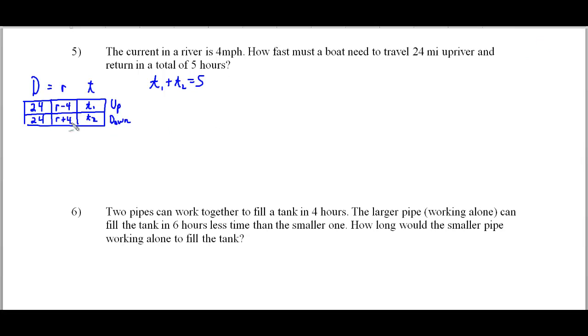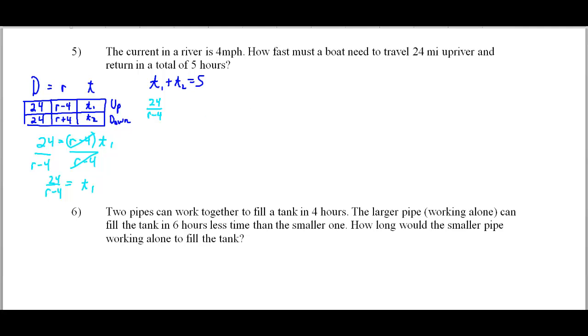So let's go with T sub 1 first. I'm going to go 24 is equal to R minus 4 quantity times T sub 1. Divide both sides by R minus 4. And these simplify, so my T sub 1 is equal to 24 divided by R minus 4.